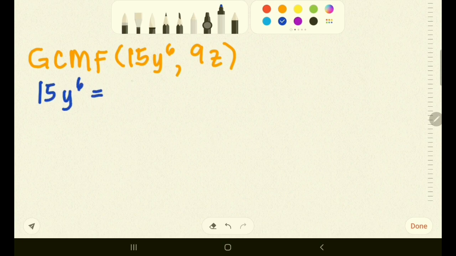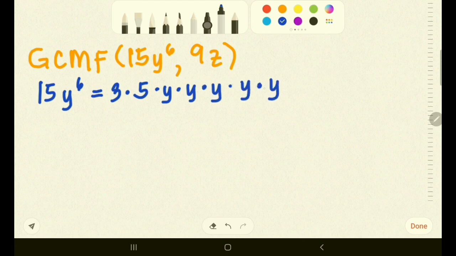So find the prime factors of 15. It's 3 times 5. Both 3 and 5 are prime numbers. And y to the power of 6 is y multiplied 6 times. So, y times y times y times y times y times y. Okay, that's it.